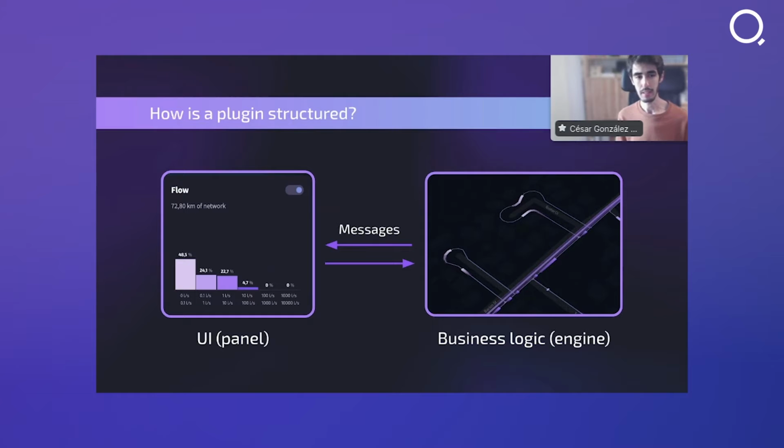Both of those sides have to communicate with each other. So we have a messaging system. It works like, if you have ever worked with APIs before, you have to define an API between your UI side and your business logic side, and both sides can cooperate to build this plugin.